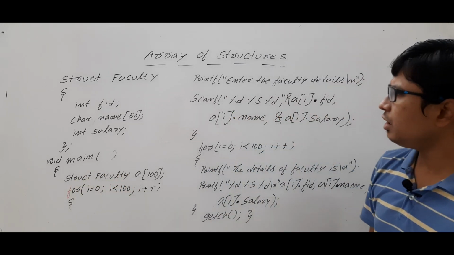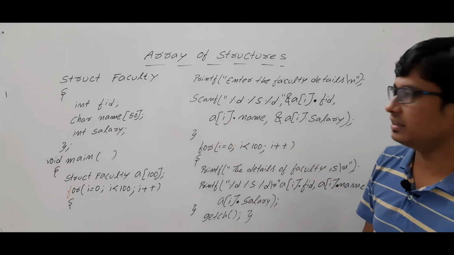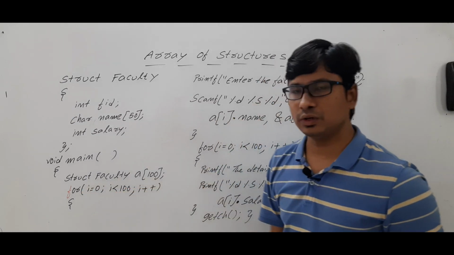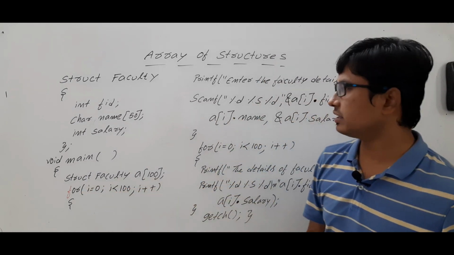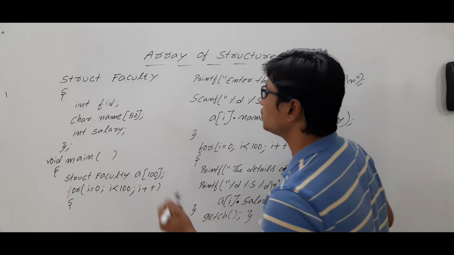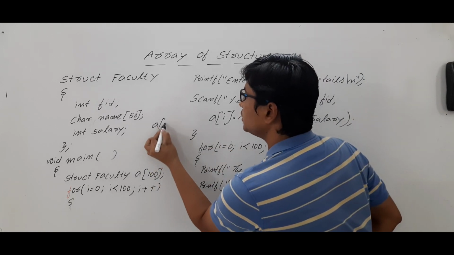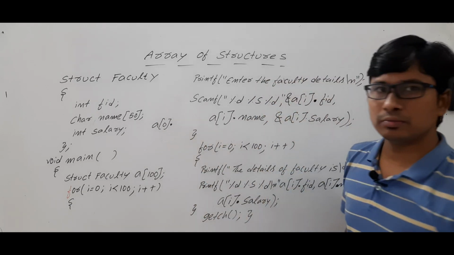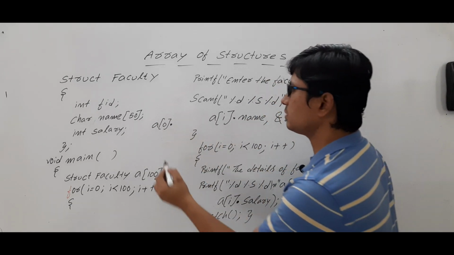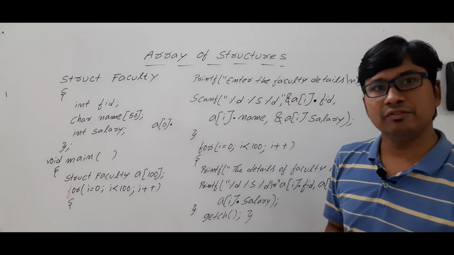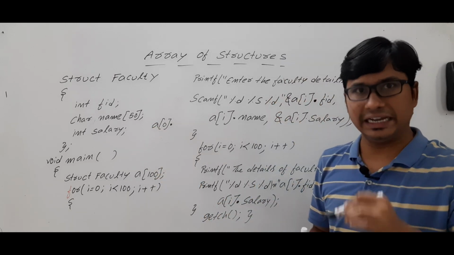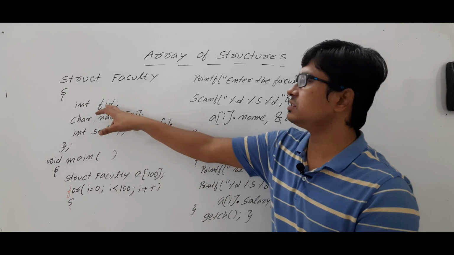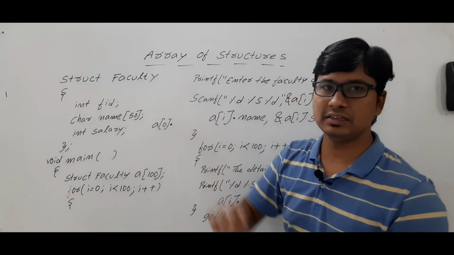Now what is the meaning of this a of i? Initially the i value is equal to 0. 0 is less than 100. So you are storing it in a of 0, the name. Is it clear? Are you able to understand? Because here the a of 0 index consists of 3 members: the faculty ID, faculty name and salary.